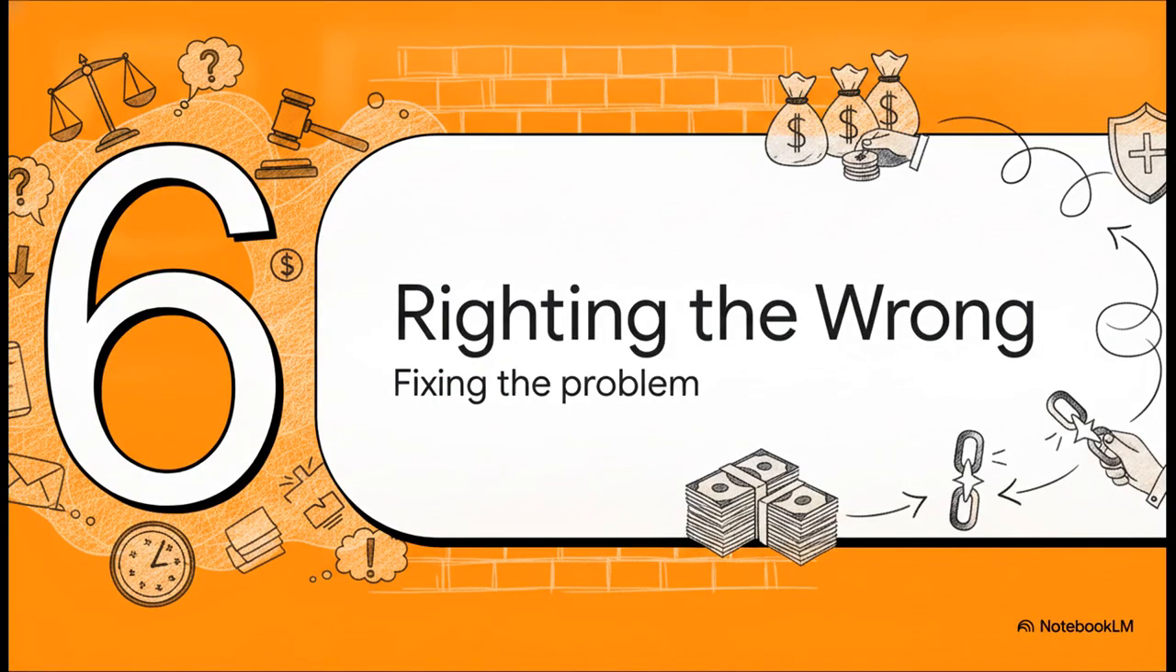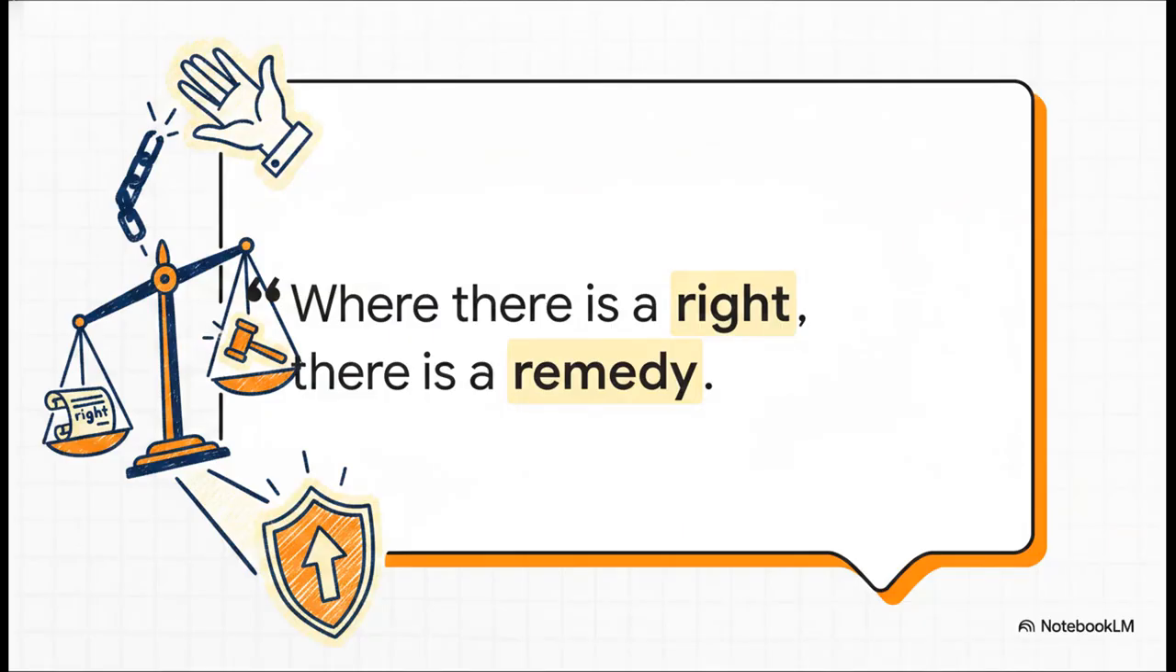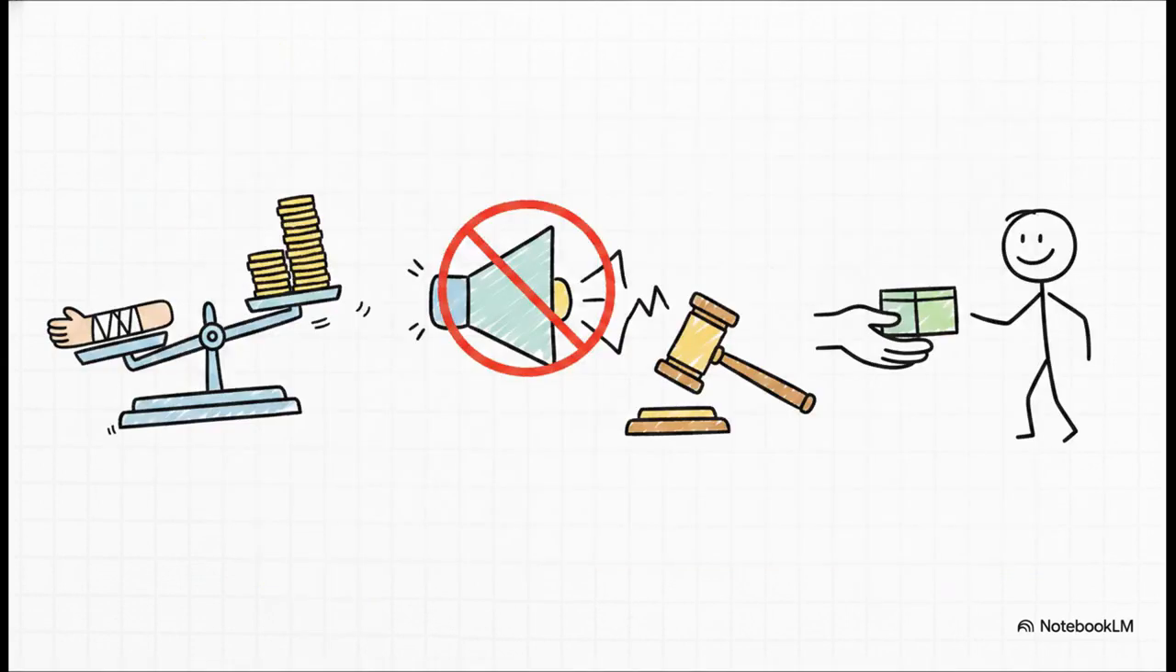Let's bring it all home with Section 6, Righting the Wrong, Fixing the Problem. You're going to hear this famous legal maxim a lot, ubi jus ibi remedium. Where there is a right, there is a remedy. Essentially, having a shiny legal right on paper is completely and utterly useless if you don't have a way to actually enforce it. The whole entire purpose of tort law is to provide that exact remedy when your rights get trampled on. So, what do these remedies look like in practice?